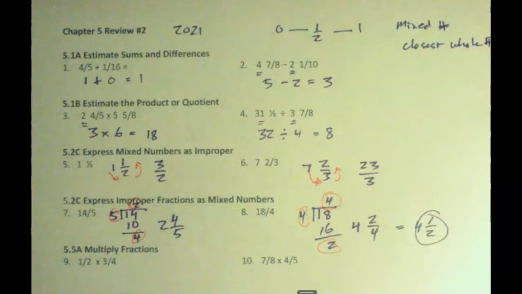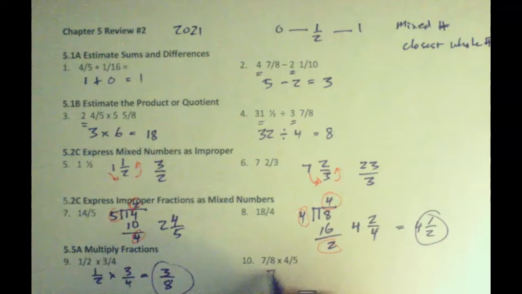All right, multiplying fractions, we have 1/2 times 3/4. You notice I'm constantly rewriting the problems. I don't like the slash. I think it's much easier to work with them this way. I can't do anything diagonally here, so I just multiply across. 1 times 3 is 3. 2 times 4 is 8. 3/8 is my final answer there.